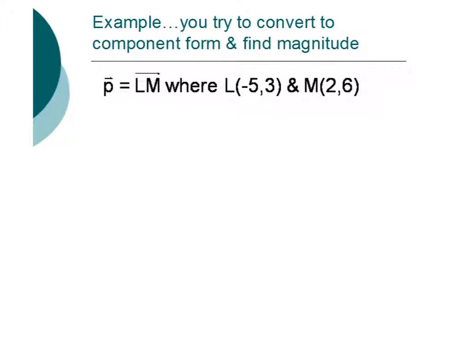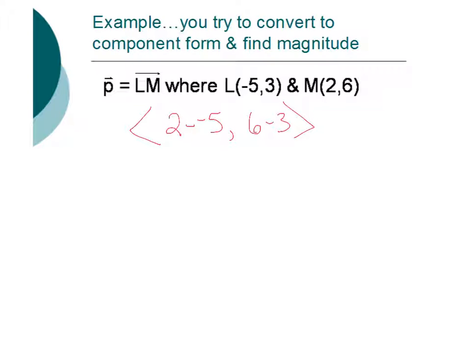All right, so to convert it, remember if I were to shift this and put the initial point at the origin, I'm really looking at what happens with my x's and what happens with my y's. So I'm going to take x2 and subtract x1. And this is going to be my component form, so I'll use the little pointy bracket now. It's going to be 2 minus negative 5. And then I'm going to do 6 minus 3.